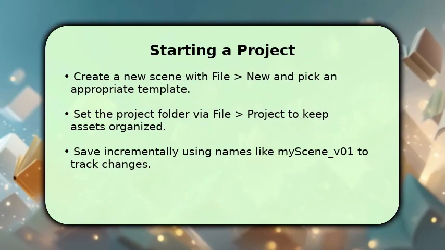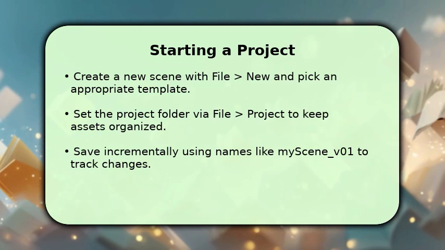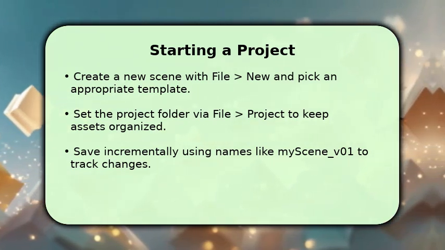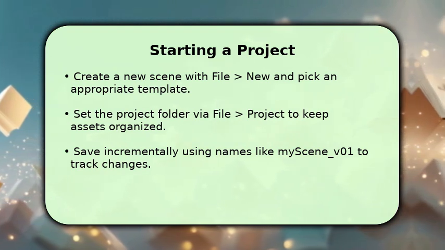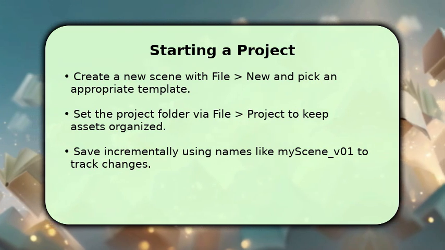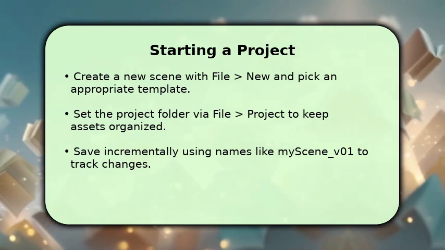Create a new scene using File New and pick an appropriate template or empty scene. Set project folder with File Project to keep assets organized. Add a standard camera and one light to preview your scene. Use Alt+W to maximize viewport and switch to perspective for modeling.